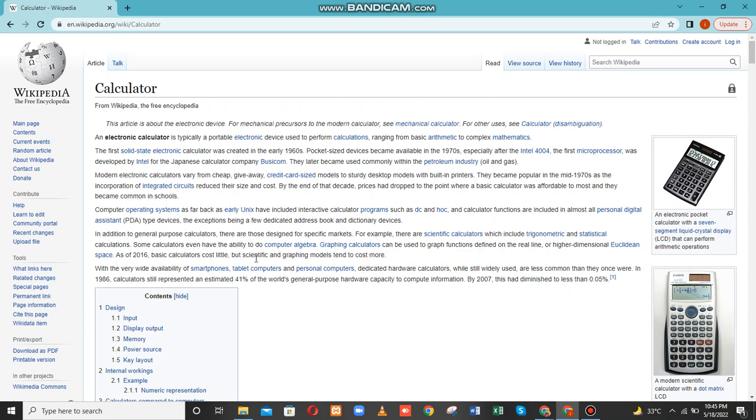With the very wide availability of smartphones, tablet computers, and personal computers, dedicated hardware calculators, while still widely used, are less common than they once were. In 1986, calculators still represented an estimated 41% of the world's general purpose hardware capacity to compute information. By 2007, this had diminished to less than 0.05%.